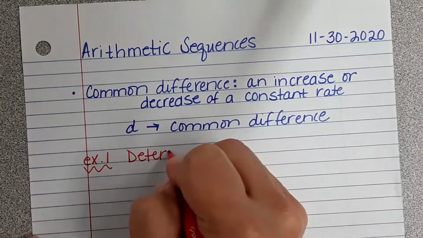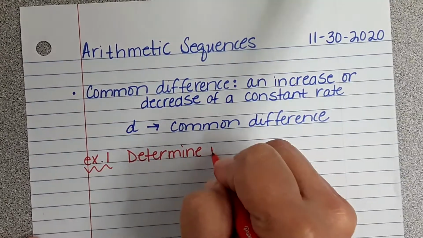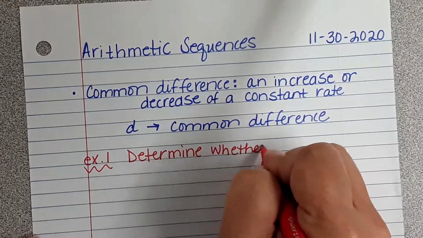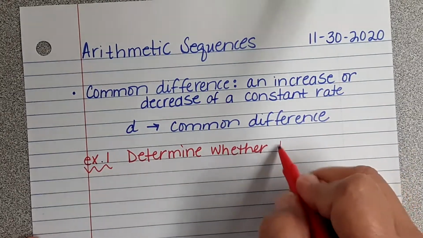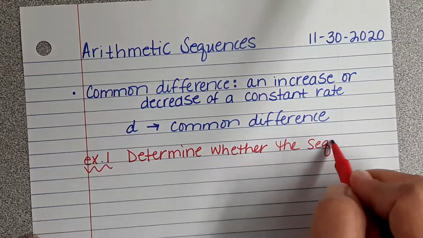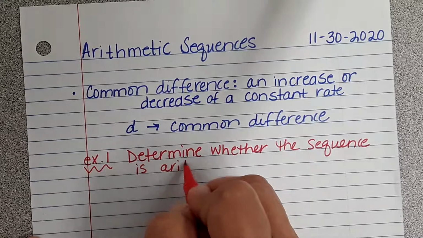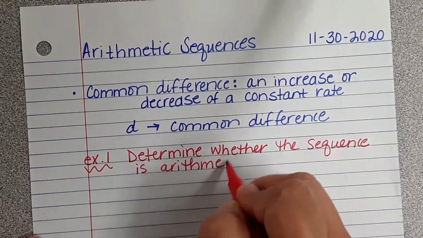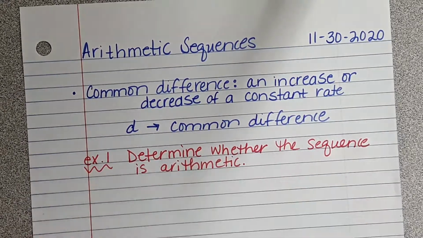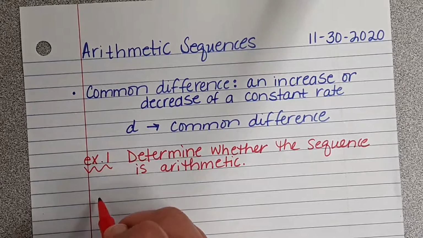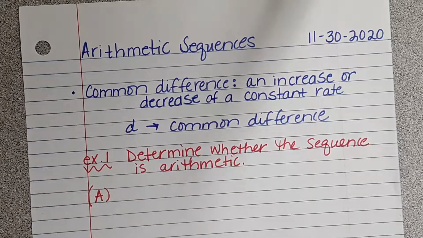Determine whether the sequence is arithmetic. Now, how we do that is by finding the common difference. If it doesn't have a common difference, then it's not an arithmetic sequence, okay? So we're going to do this in 2 parts. So we're going to have example 1A and example 1B.